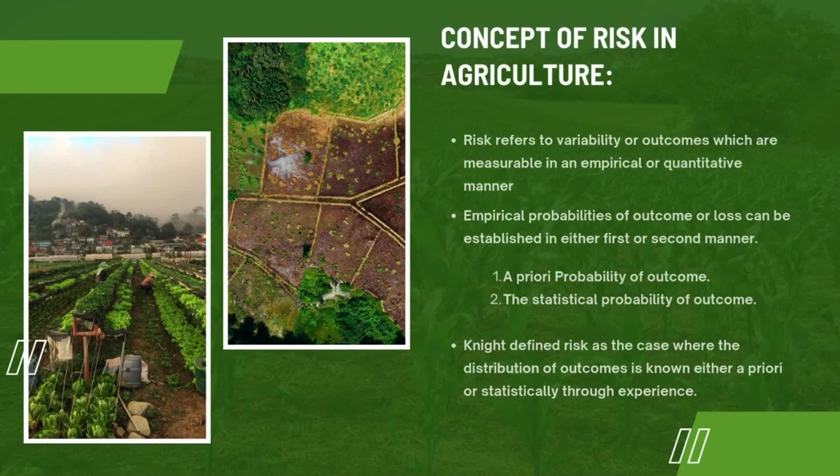The outcome for each particular item need not be predictable. It is only necessary that the probability of outcome or loss can be established for a large number of cases or observations. Empirical probabilities of outcome or loss can be established in either of two manners. Number one, using the first method, a priori probability of outcome can be established when the characteristics of the eventuality are known beforehand. It is not necessary that a continuous drawing of cards be made to determine that the chance or probability of drawing the ace of spades from a deck of cards is 1 by 52.